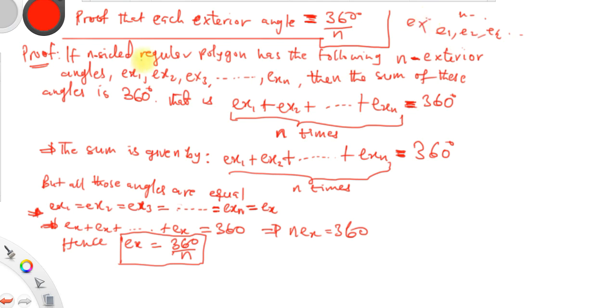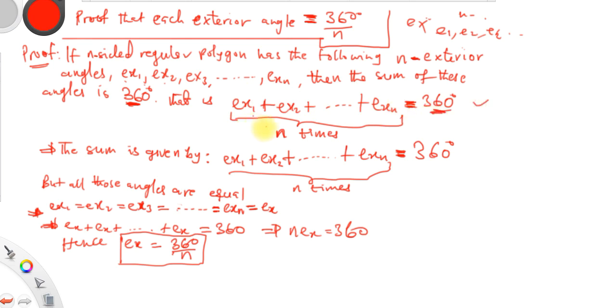So we are saying that if an n-sided regular polygon has the following n exterior angles, EX1, EX2, EX3, up to EXN, the number of sides, then the sum of these angles is 360. We have learned and proved that the sum of the exterior angles will always give us 360 degrees, irrespective of the number of sides. So if we sum all these exterior angles, we have to get 360 degrees, as we have already learned.